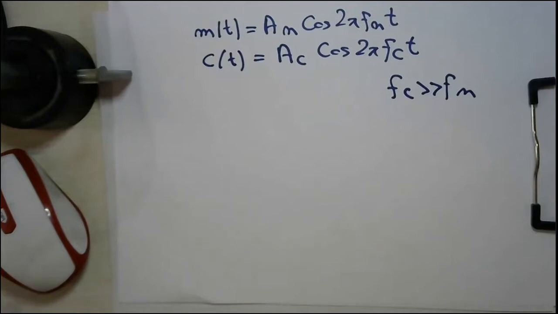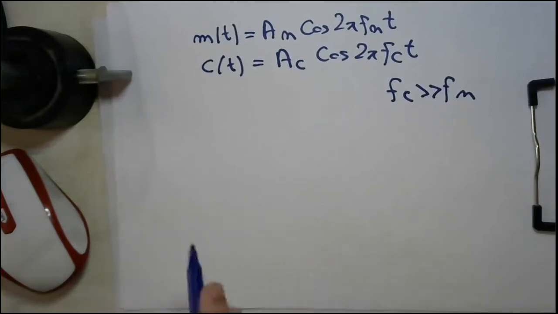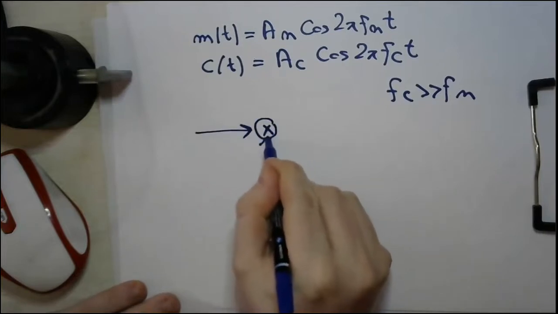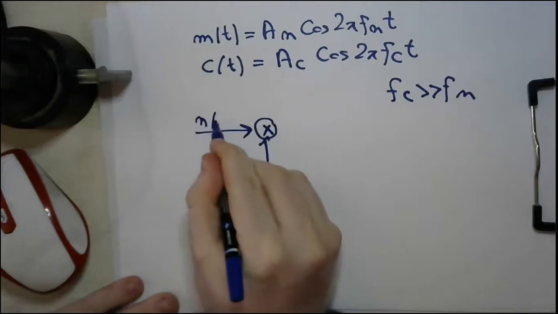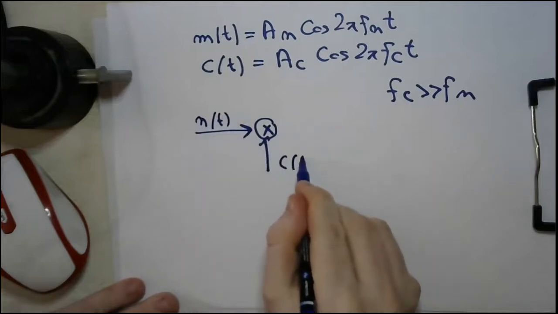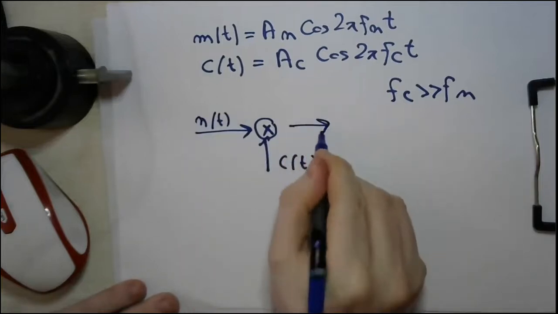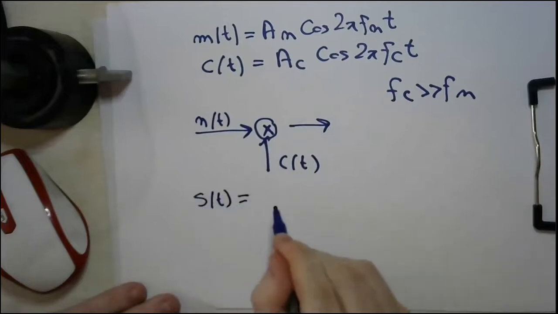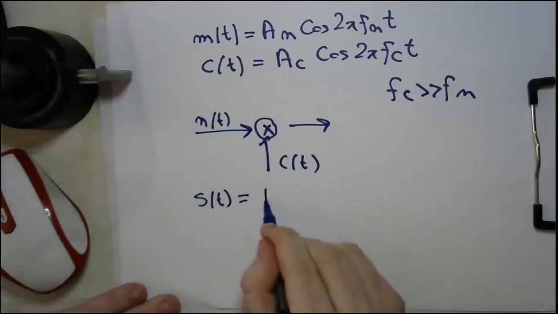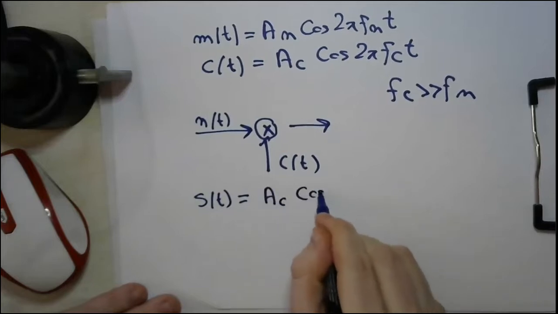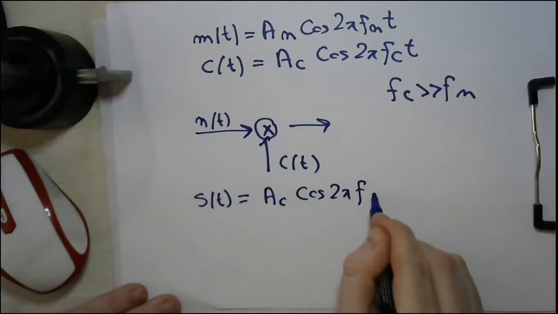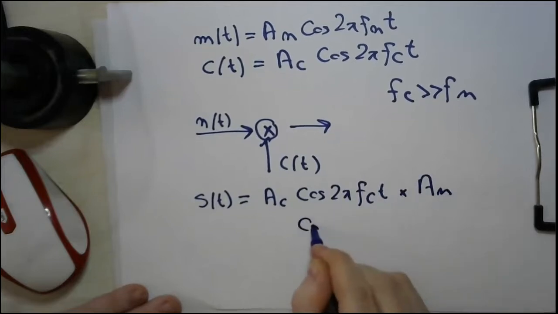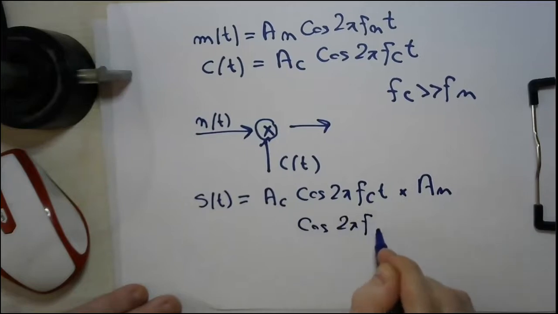And based on our understanding from the previous lecture, we say that this process is simply a multiplication process. We multiply m(t) with c(t). And here we get a signal s(t), which is simply equal to Ac cosine 2 pi fc t times Am cosine 2 pi fm t.